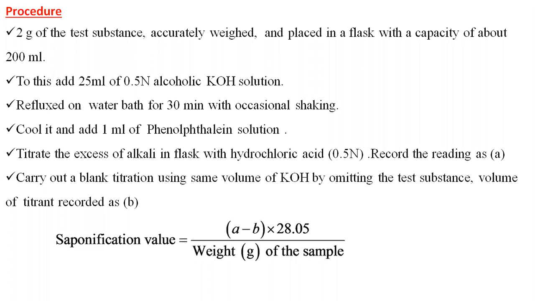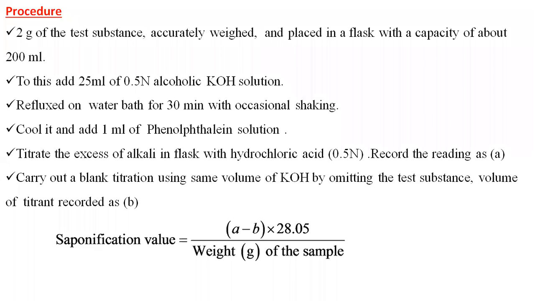The second time we have to do the titration without adding our substance or fat. We only add KOH and phenolphthalein indicator and titrate it with the 0.1 normal HCl. This is called a blank titration. That time you have to record it as B. So this procedure is called a back titration procedure. In the back titration procedure, the excess amount of alkali is titrated.